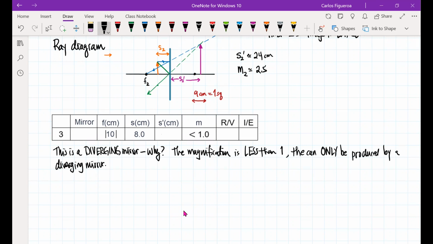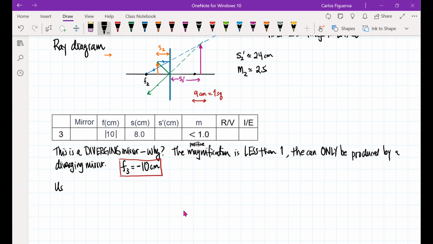Now I realize this is, I'm going to say that this is not negative, so I should say that this is a positive magnification less than 1. So that means that the image has to be erect and smaller. Only a diverging mirror can do that. So therefore, when I look at the focal length, it has to be negative. It has to be a diverging mirror. So now I know the mirror and I know the focal length. So all I have to do is calculate the image distance.